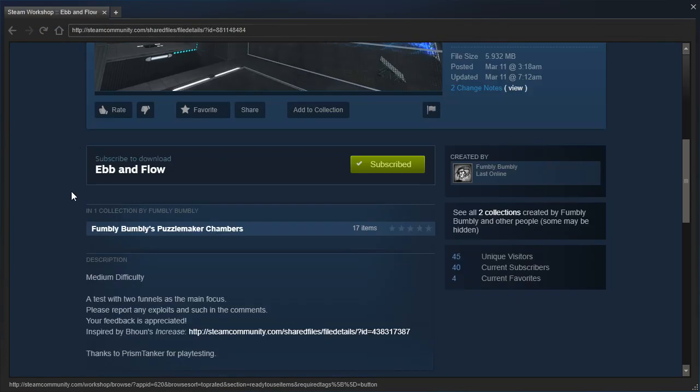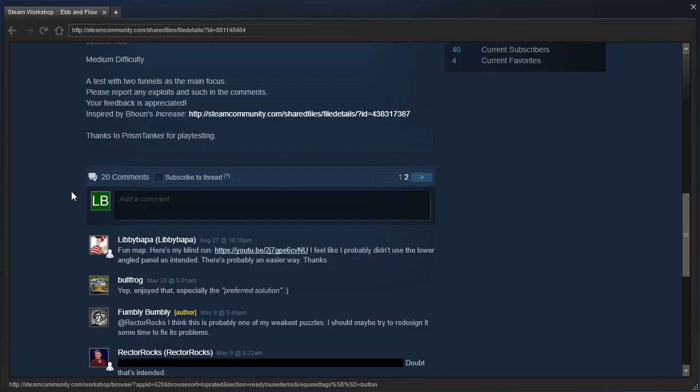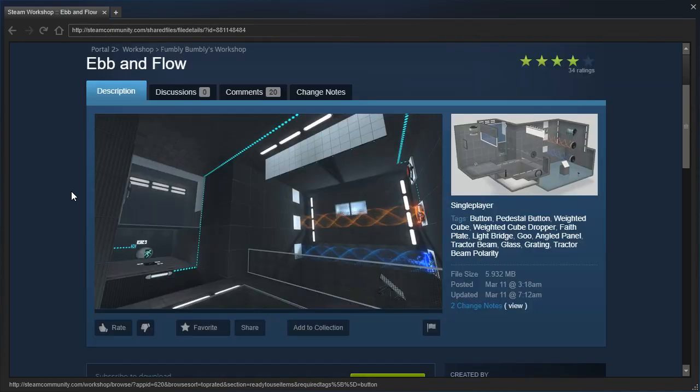Medium difficulty, a test with two funnels as the main focus. Please report any exploits and such in the comments, your feedback is appreciated. Inspired by Beehound's Increase. Thanks to Prism Tinker for playtesting, and Louis Bappa has played this, by the way. Go check out their playthrough, which I have not seen yet. Right, let's get started.